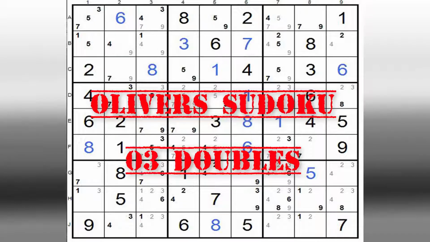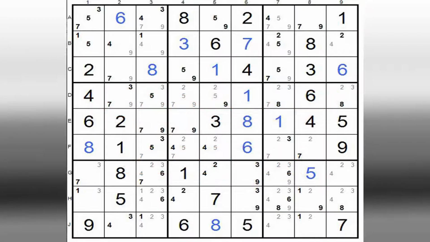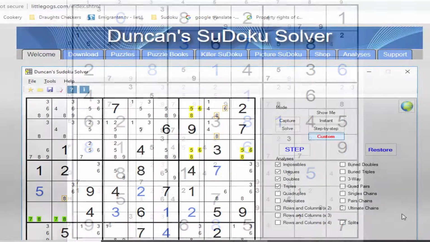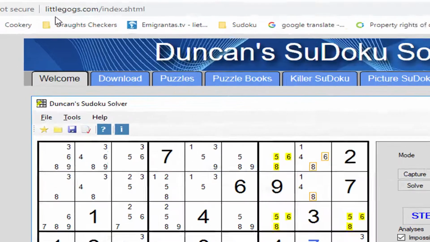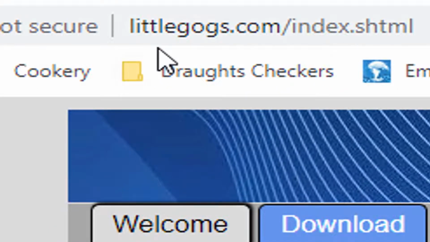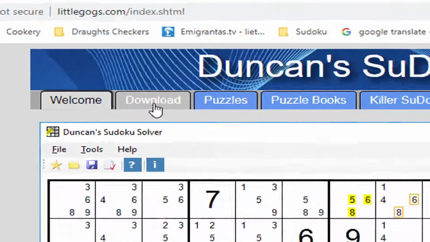What I want to do is a series of videos looking at different ways of analyzing and solving your Sudoku puzzle. I'm using Duncan's Sudoku solver, and this is the website here, littlegogs.com, and you can download the solver here.